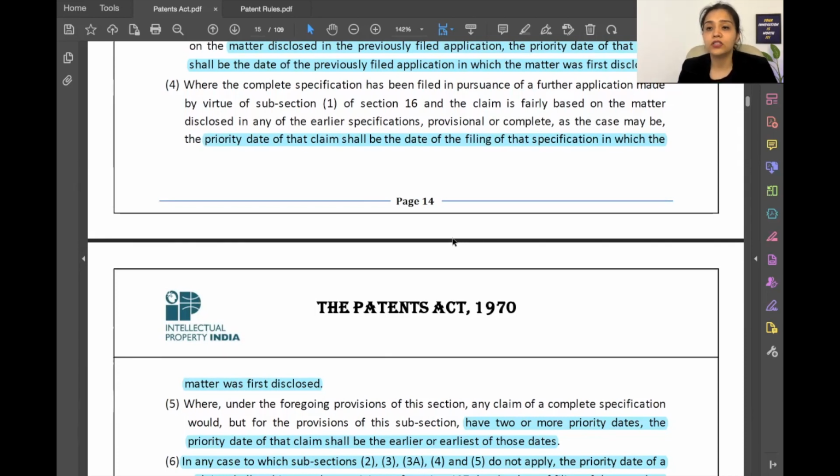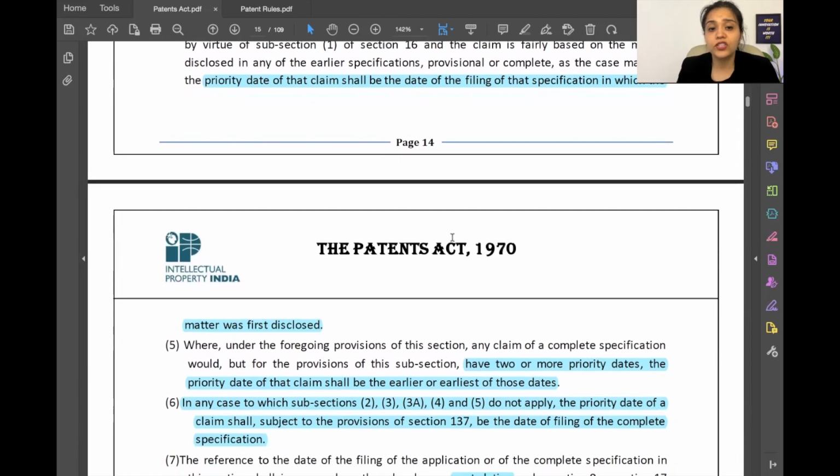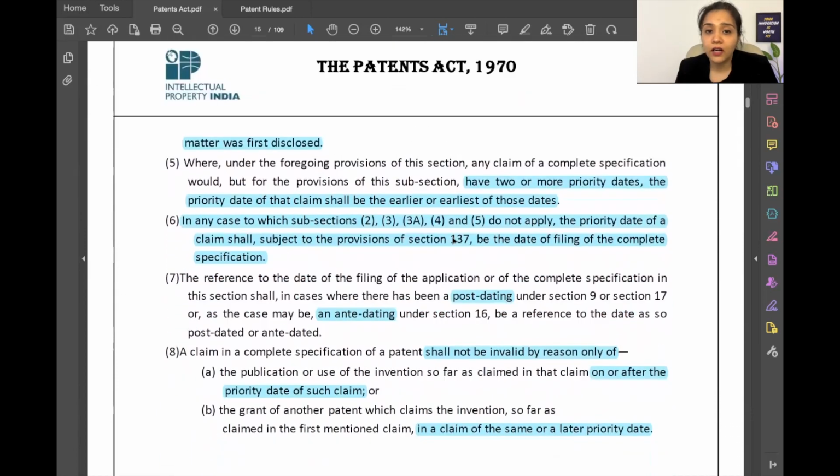Because simply the subject matter was disclosed in that application, and whenever the subject matter is first disclosed, that date is considered as priority date. Where under the foregoing provisions of this section, any claim of a complete specification would, but for the provision of this subsection, have two or more priority dates, the date of that claim shall be the earlier or earliest of those dates.